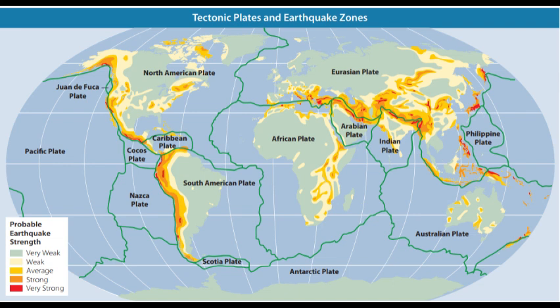The lines you see here on the map where the tectonic plates come together, those are the earthquake zones. These areas here, in orange and red, are places where earthquakes occur most often. Furthermore, the biggest, most dangerous earthquakes happen in these zones.